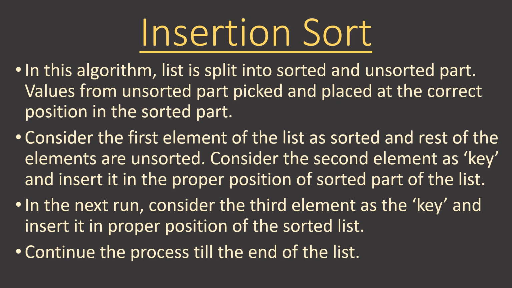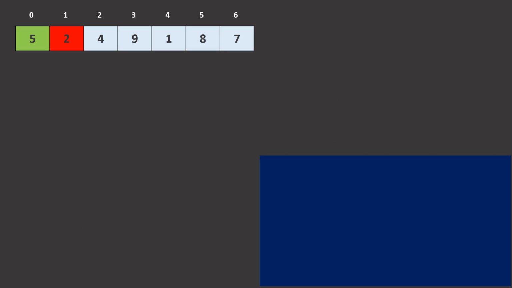Now let's see. Consider this list having values 5, 2, 4, 9, 1, 8, and 7. We'll consider the first element as the sorted part of the list, and the rest of the elements are present in the unsorted part of the list. We will take the second element as the key, that means the first element of the unsorted part of the list. Okay, now this key has to be inserted in its proper position.